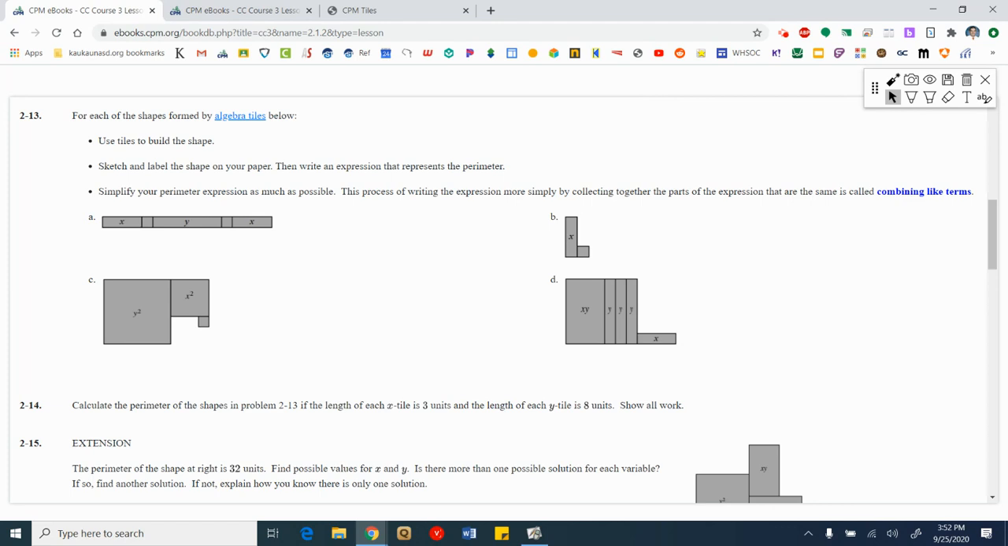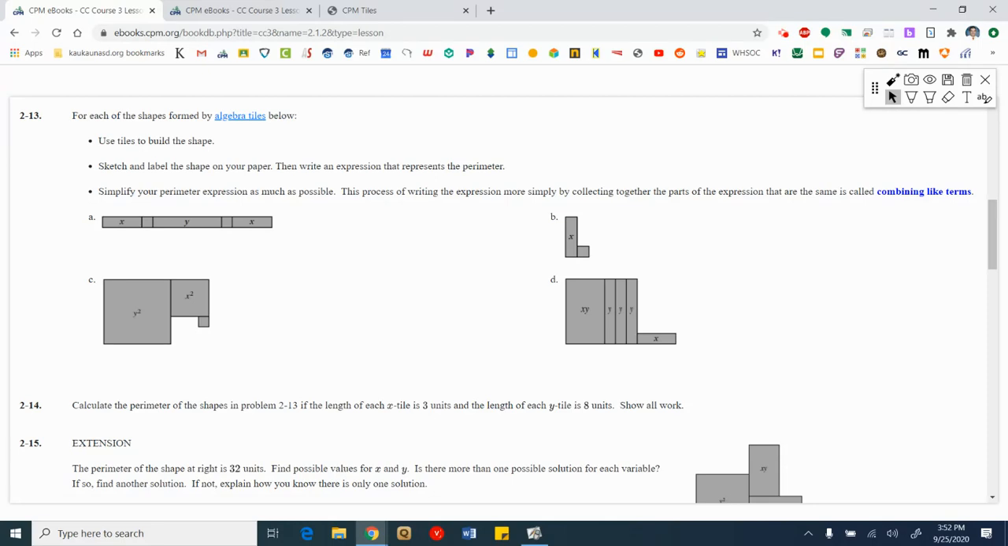Okay. I'm not going to make you build, but I am going to ask that you sketch and label each of these on your paper. So go ahead, pause the video, take a minute here. For A, B, and C, you don't have to do D. Go ahead and sketch those on your paper.